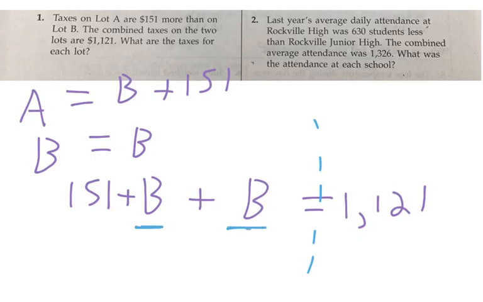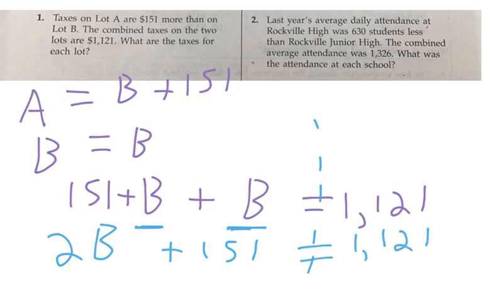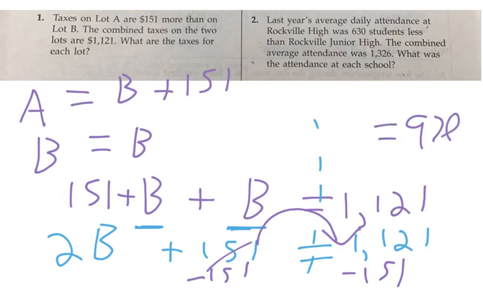So I have a B and a B. So those are what's called like terms, so I can add those together. So if I add two B's together, I get 2B plus 151 equals 1,121. Now I want my 151 over here, so I'm going to do the opposite of adding, and I'm going to subtract on both sides. So 1121 minus 151 is 970. So 2B equals 970. So I'm going to divide both sides by 2 to get B by itself. So I get 485.